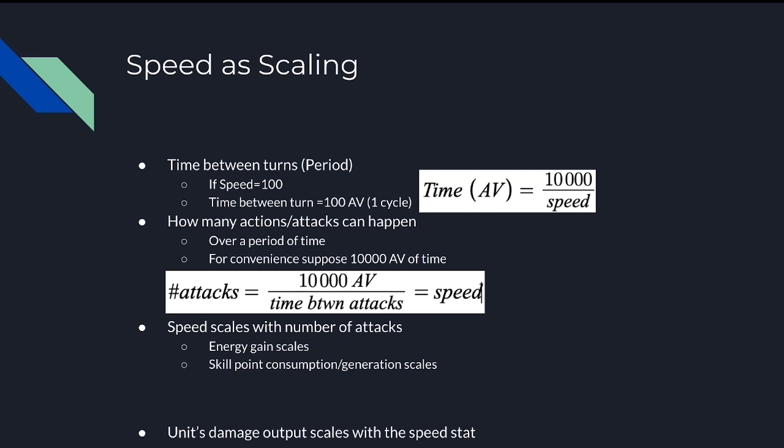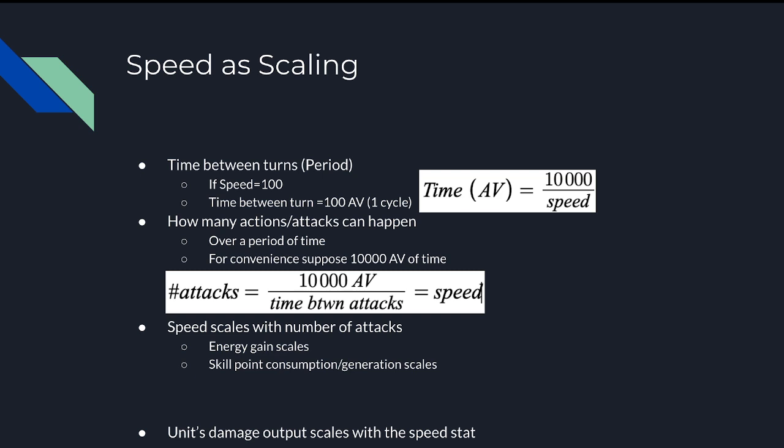Well, I take that time and divide it by how much time it takes between attacks. That time between attacks is actually just 10,000 divided by the speed. So the number of attacks you can do in 10,000 action values is actually just equivalent to the speed. So speed scales the number of attacks. So if you have more speed, you get to attack more often, and that gives you more damage output.